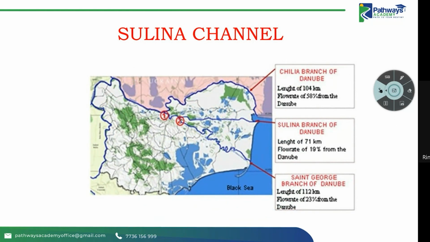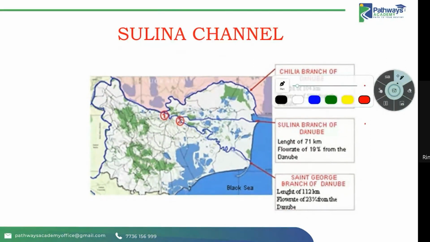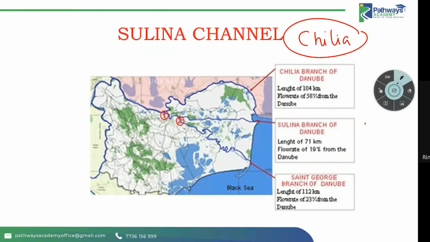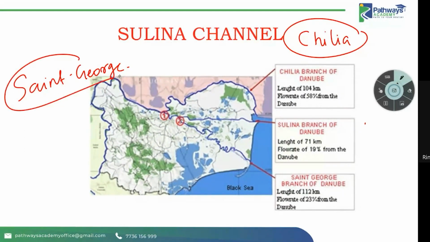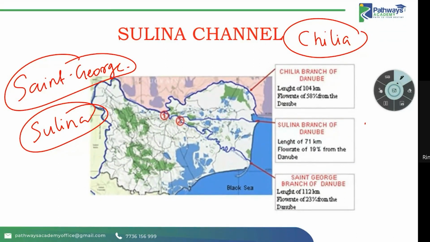UPSC may ask whether the Sulina channel is a distributary of the Danube River, or they may ask what the Sulina channel connects. It connects the Danube River to the Black Sea. There are other channels of the Danube River, the Chilia channel, which is not that important, just write it, and the Saint George channel. There are three distributaries: one is Chilia, another is Saint George, and the last one is Sulina. These are the three distributaries of the Danube River.